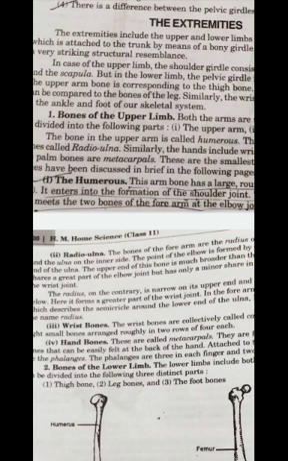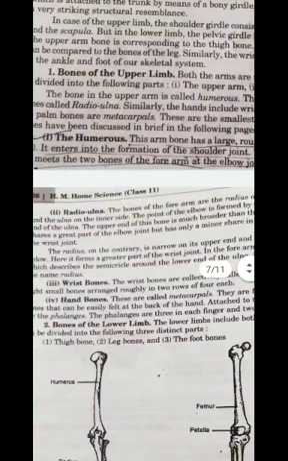Number 2, radius and ulna. The bones of the forearm are the radius on the outer side, बाहर के side में. Here is a figure of the bones. The point of the elbow is from the hook-shaped end of the ulna. The upper end of the bone is much broader than the lower. Thus, it shares a great part of the elbow joint, but only a minor share in the formation of the wrist joint.